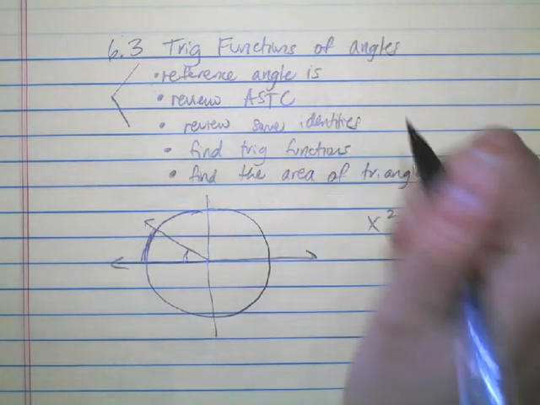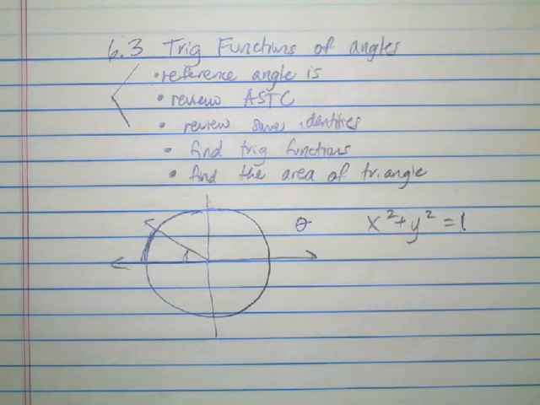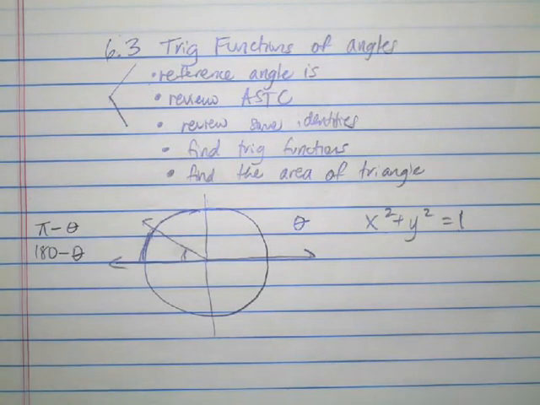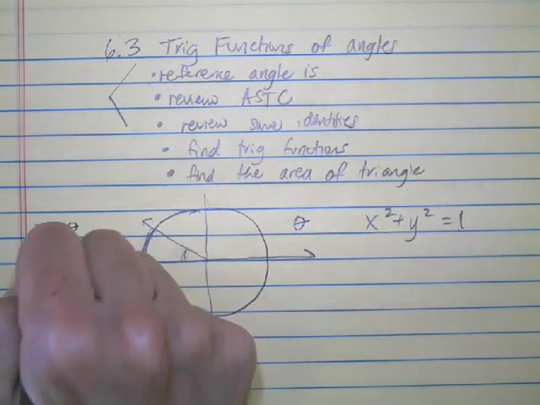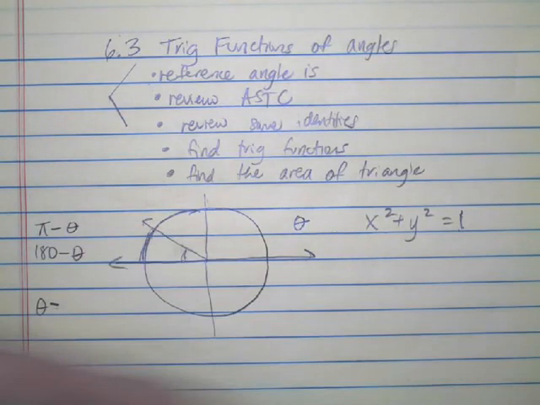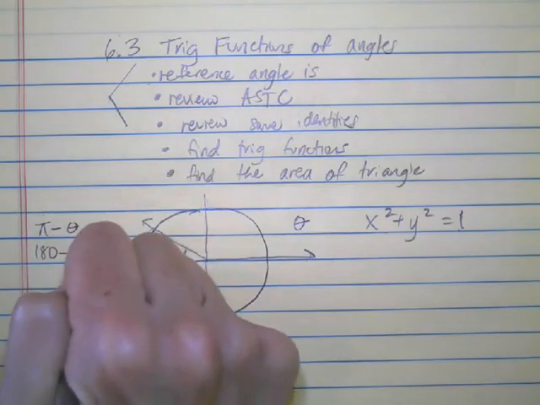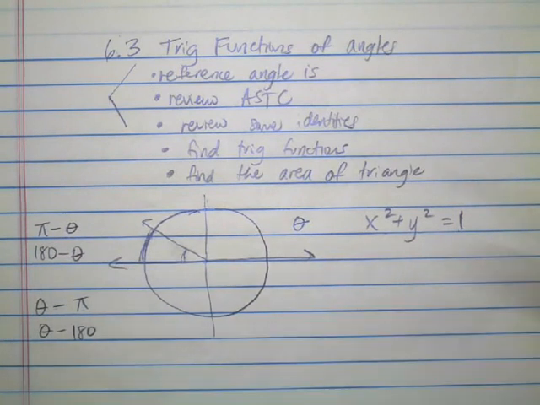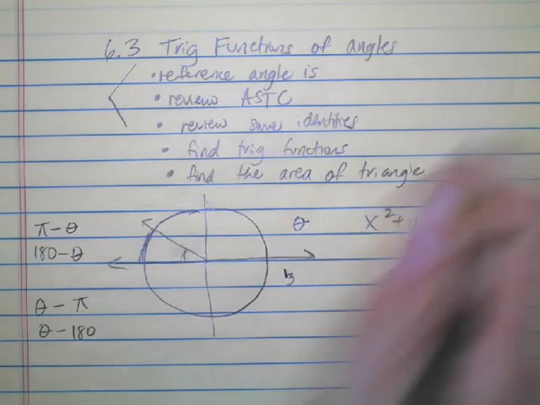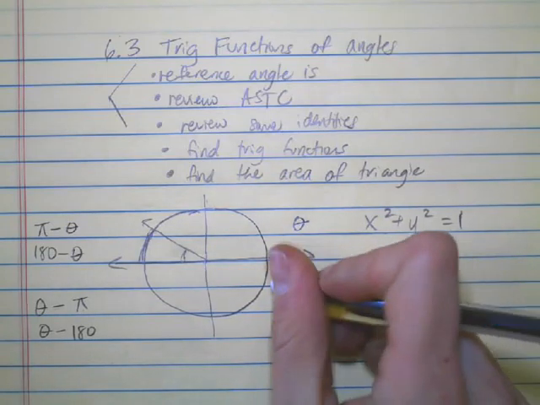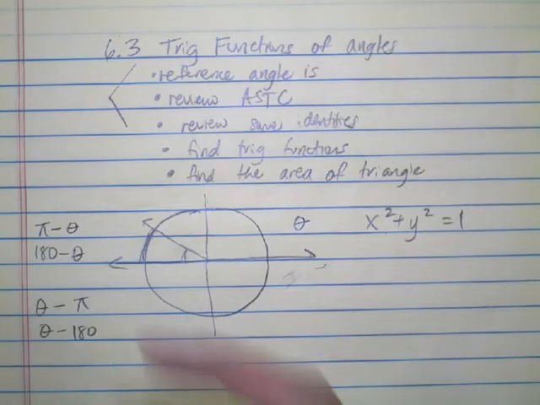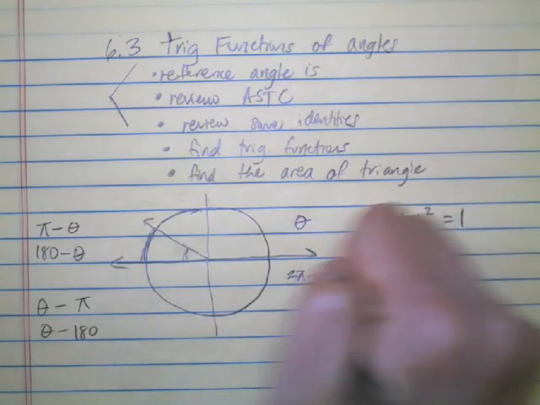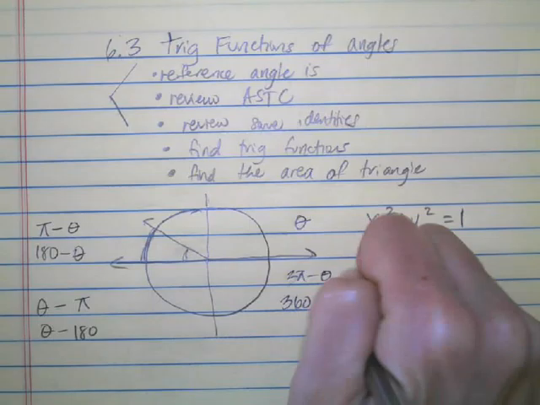So, the equations for them were theta, pi minus theta, or 180 minus theta, depending on whether or not you're in degrees or radians. Theta minus pi, or theta minus 180 for quadrant 3, and then 2 pi minus theta or 360 minus theta.